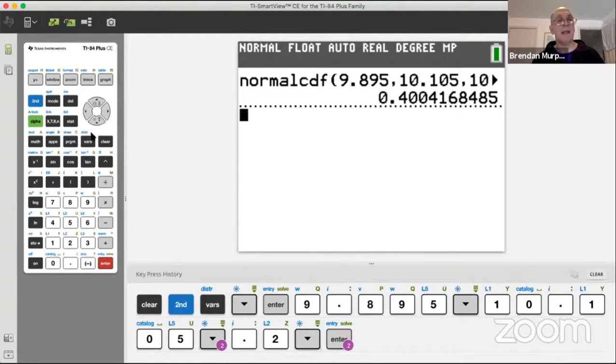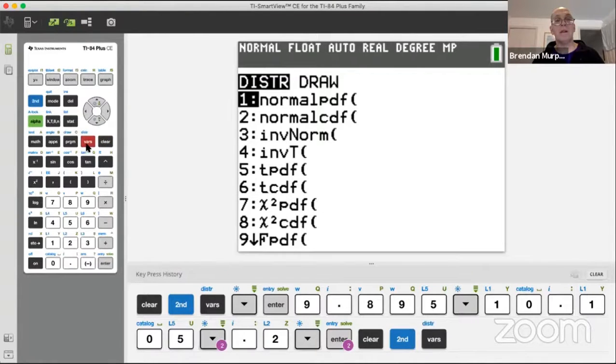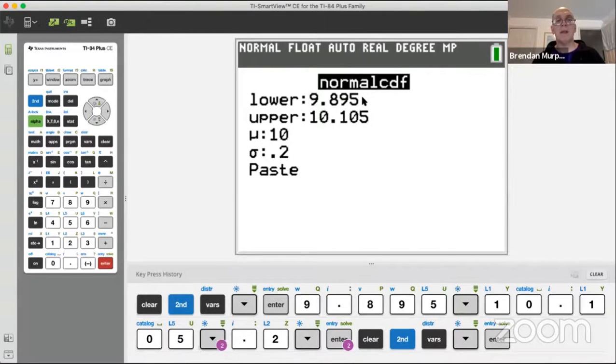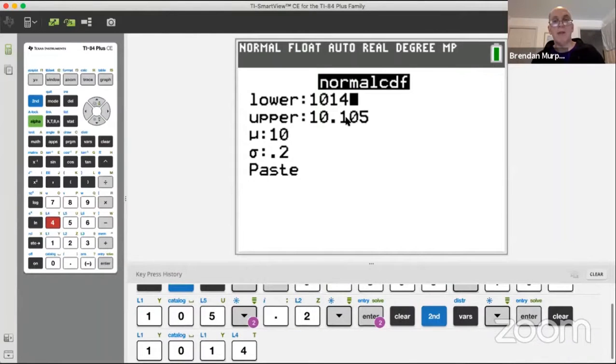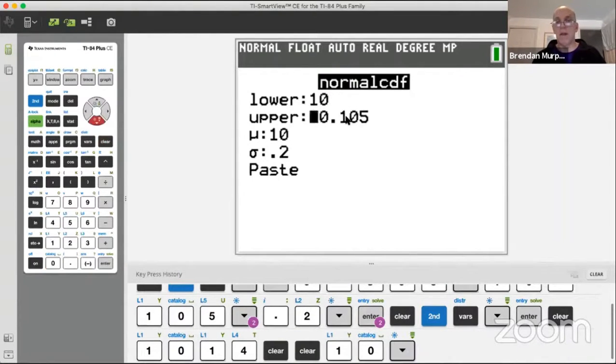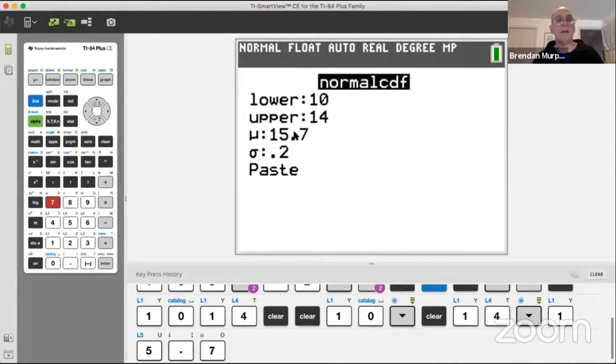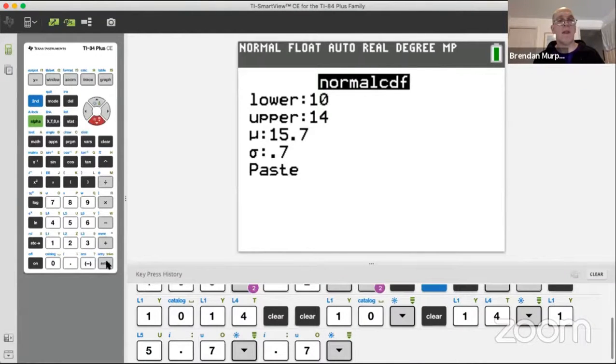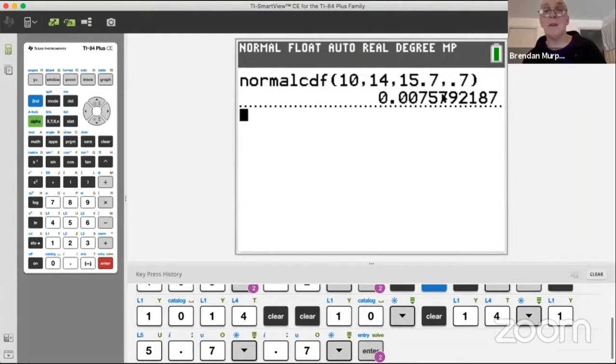So I think I'm going to do my normal CDF again. So I'll just clear that out. Second vars, normal CDF. So I want something lower than 14, right? So I can just pretty much pick any number lower than 14. So let's do a neck size of 10 or something like that. My upper here wants to be 14. Well, my mean we said was what? 15.7. My standard deviation was 0.7. And that's where I got that 0.00757.